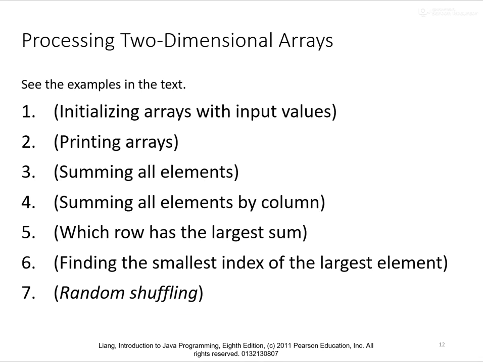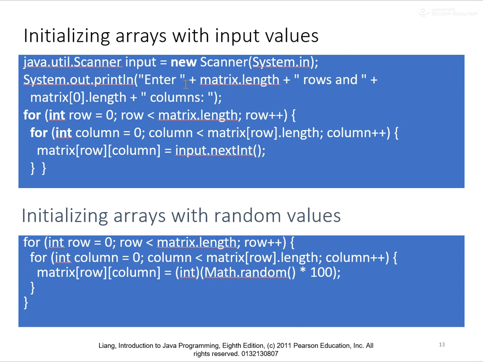Okay, so there's a bunch of examples included in the slides. We did some of them right now. So initializing arrays with input values. This second example here at the bottom is one in which you're initializing elements of a two-dimensional array with random integers between 0 and 100. That's kind of what we did.